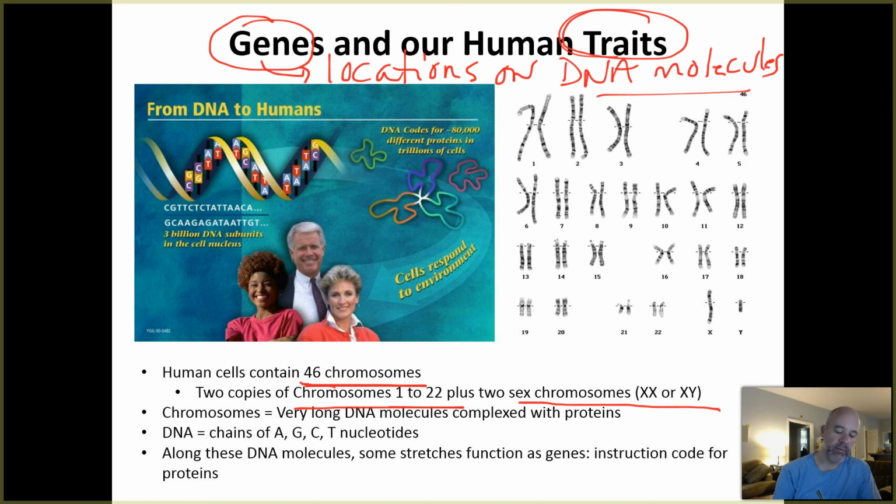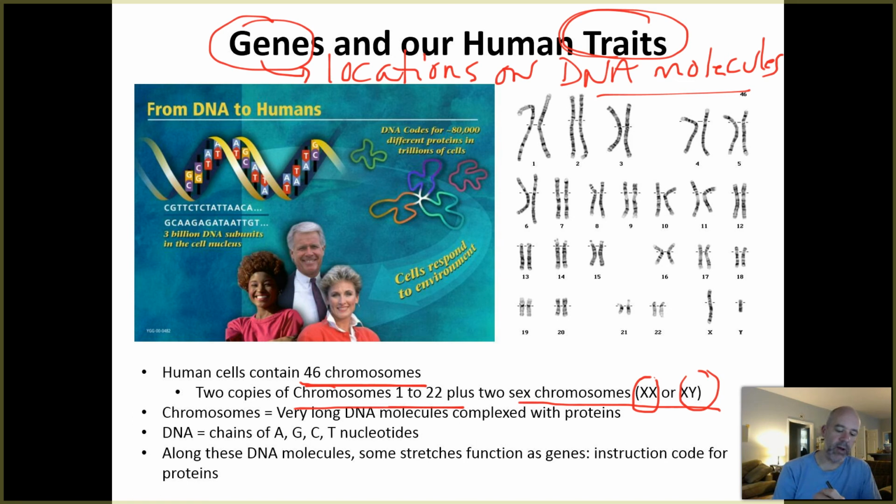If you're a female, you have two of what we call the X chromosomes, your XX. That's because you got an X chromosome from your mom, and you got an X chromosome from the sperm cell from your dad that contributed to making you. If you're a male, you have an X chromosome and a Y chromosome. So you got the X chromosome from mom, the Y chromosome from dad, and that makes you a male.